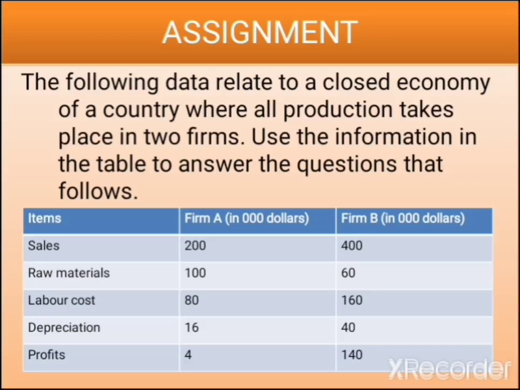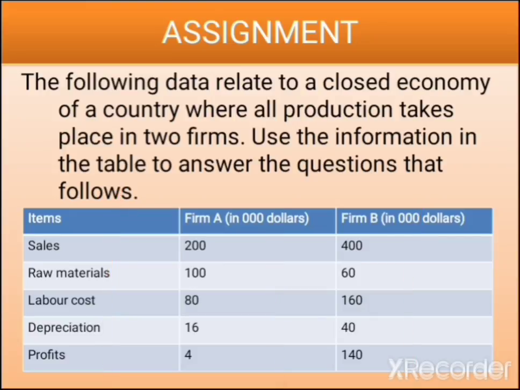So for your assignment: the following data relate to a closed economy. When we talk about a closed economy, we talk about an economy where there is no importation and exportation. It is a closed economy of a country where all production takes place in two firms, firm A and firm B. Those are the only two businesses in the country. Use the information in the table to answer the questions that follow. This is the table, as you can see on your screen, with the items, firm A and firm B.